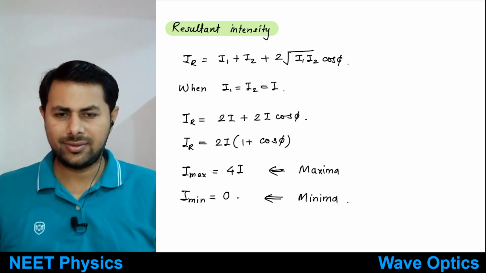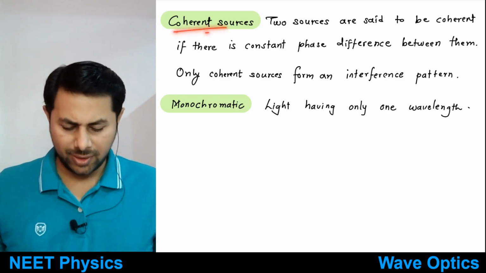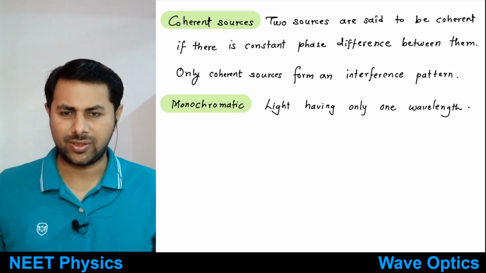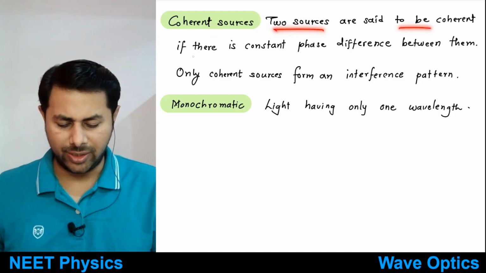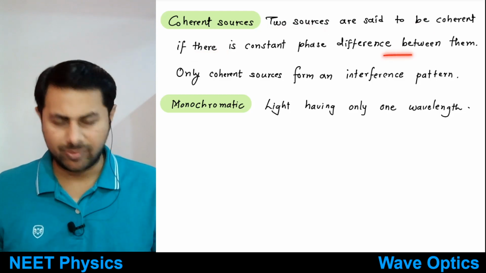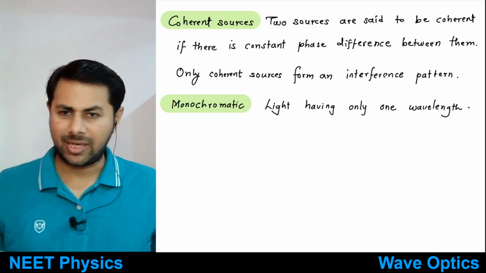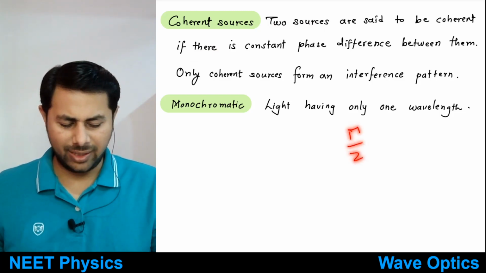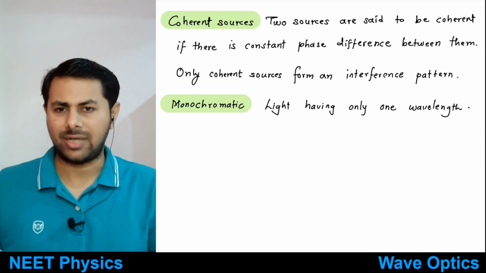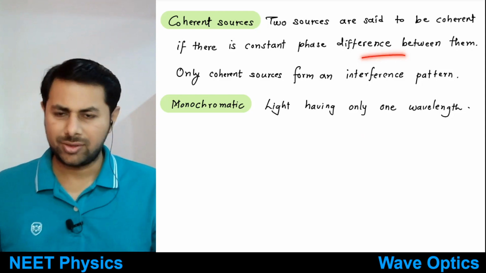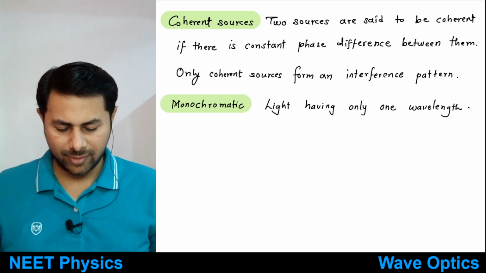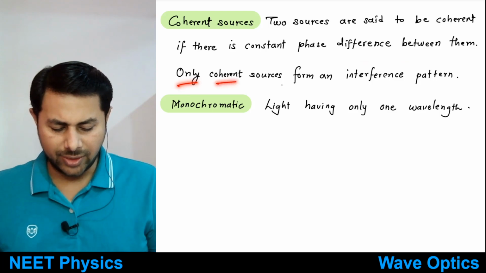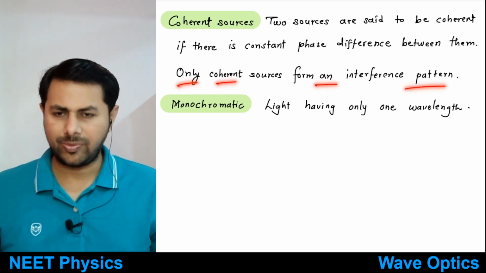This thing is clear. Then there are a few definitions. First is coherent sources. Now what are coherent sources? So two sources are said to be coherent if there is a constant phase difference between them. Okay, so phase difference can be anything. It can be 0, it can be pi, 2 pi, pi by 2, anything. But it should remain constant over the time. It should not change. So those sources are known as coherent sources. Okay, and we'll talk about the interference pattern. So only coherent sources can form an interference pattern.